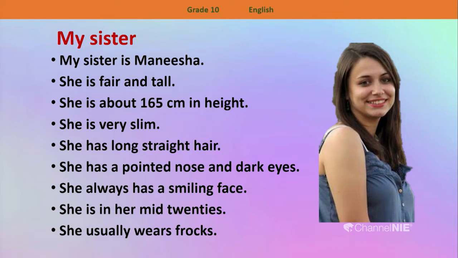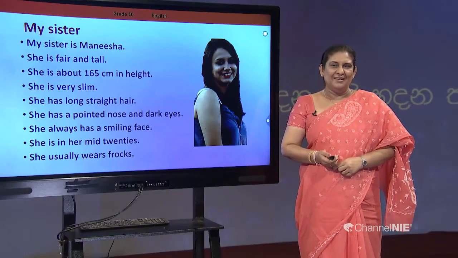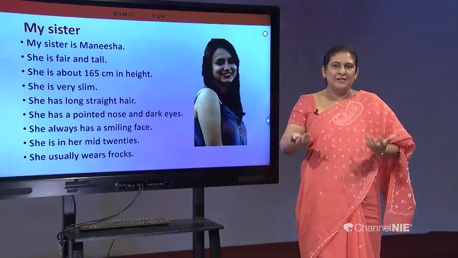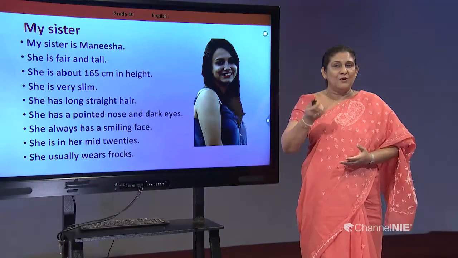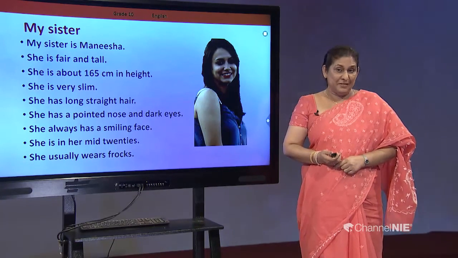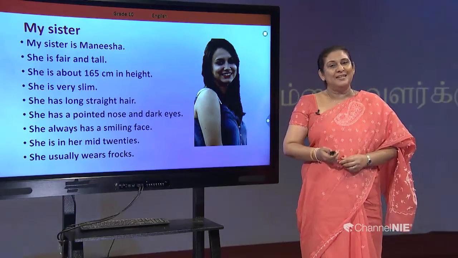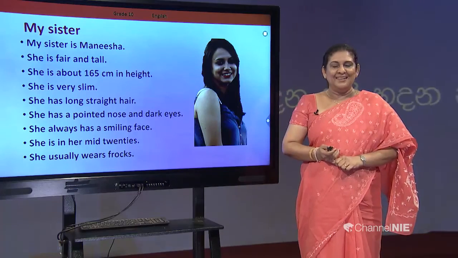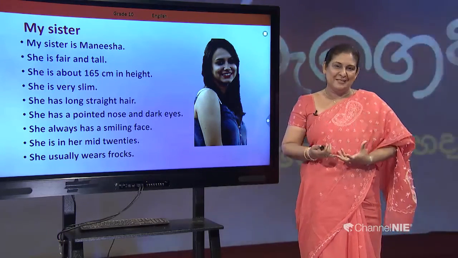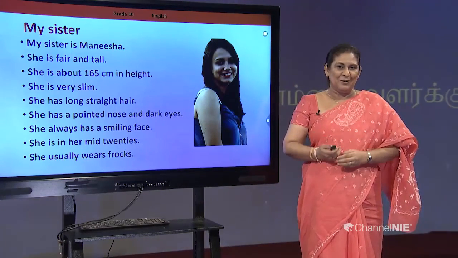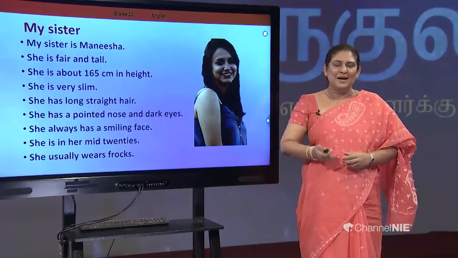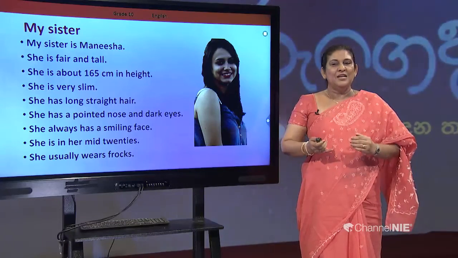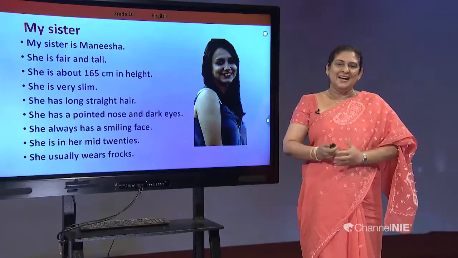Right. So you can see we have much information about this Manisha. So see the things that we can use, children. Her name is there, her physical features: she is fair and tall, and her height, she is about 165 centimeters in height, and she is a very slim person, and her hair, she has long straight hair, and her nose and eyes, she has a pointed nose and dark eyes. And then her pleasing personality is also described here. She always has a smiling face. It's a good quality. I think this is very noticeable in her. So that's why the sister is describing her like this. She is in her mid-20s, that is her age, and she usually wears frocks. So I think this is a complete idea of a person.